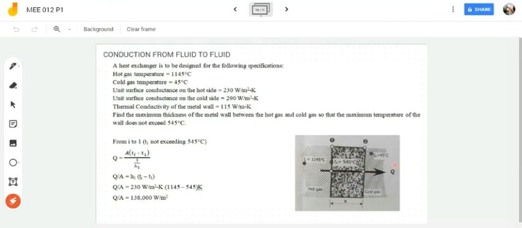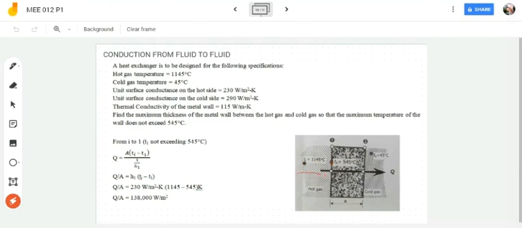So we need to find another formula. We will be finding the conduction in the hot gas, and that is actually equal to your area. Your Q is equal to your area, Ti minus To. This is your Ti, and this is your T1. Ti is 1145, T1 is 545.